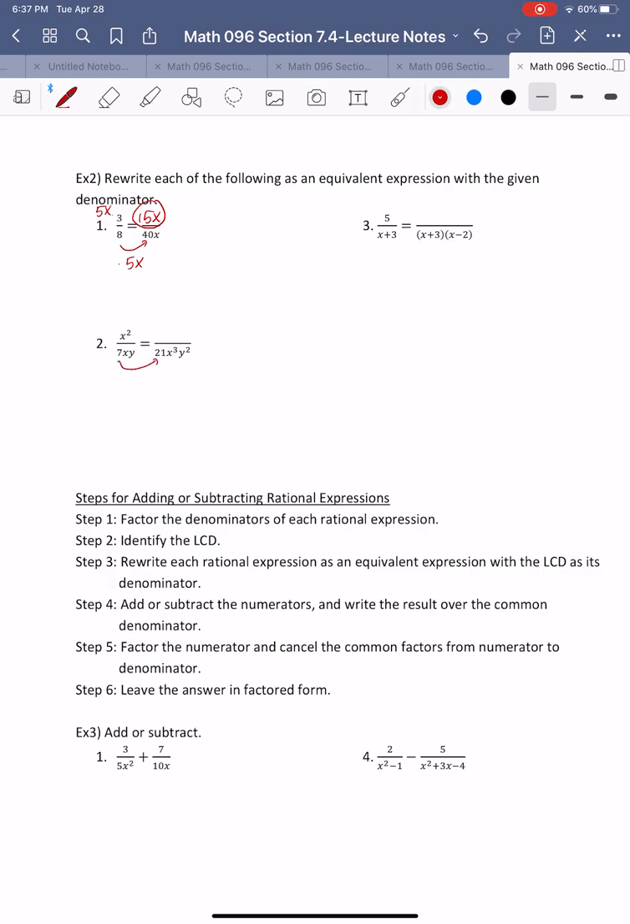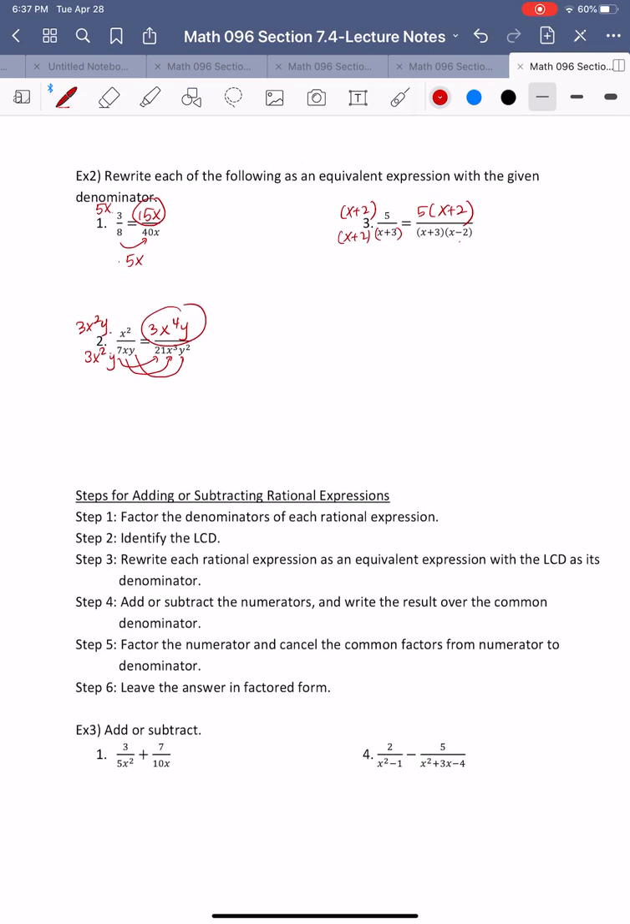Same here too. 7 goes to 21, which is 3 times. And x goes to x cubed, which is x squared times. And y goes to y squared, which is y times. So you need to multiply exactly the same thing on the numerator, and then you get 3x to 4y. That's the missing part. Alright, x plus 3, but there's x minus 2, right? So x plus 2 has been multiplied on both sides. So you got 5 times x plus 2.